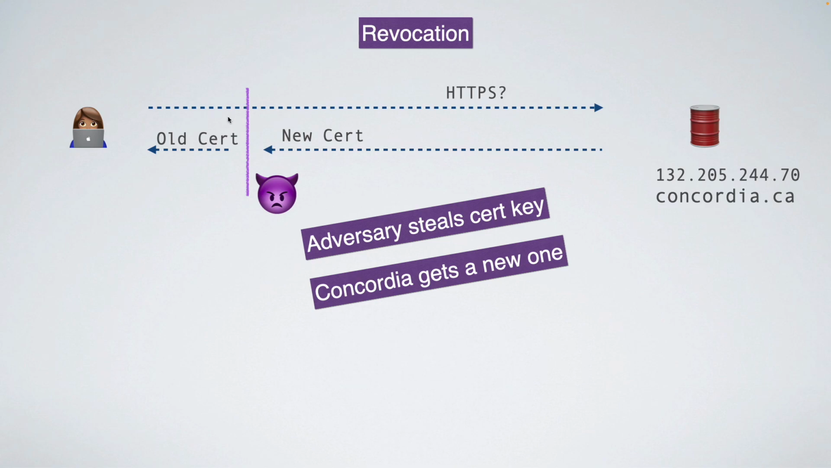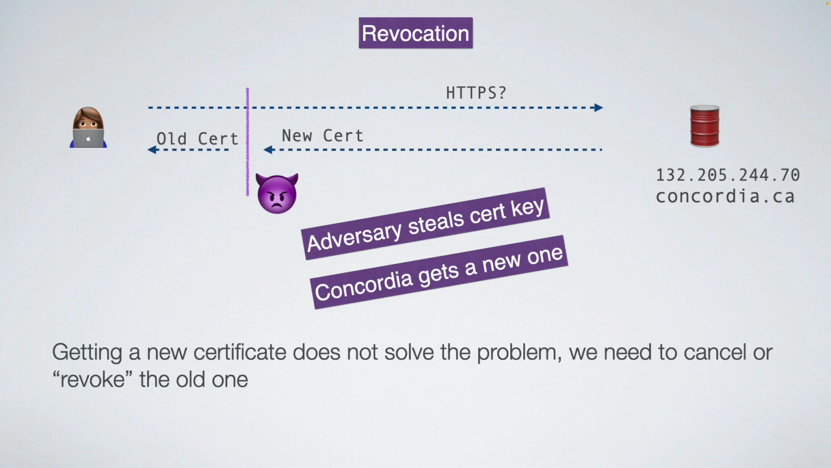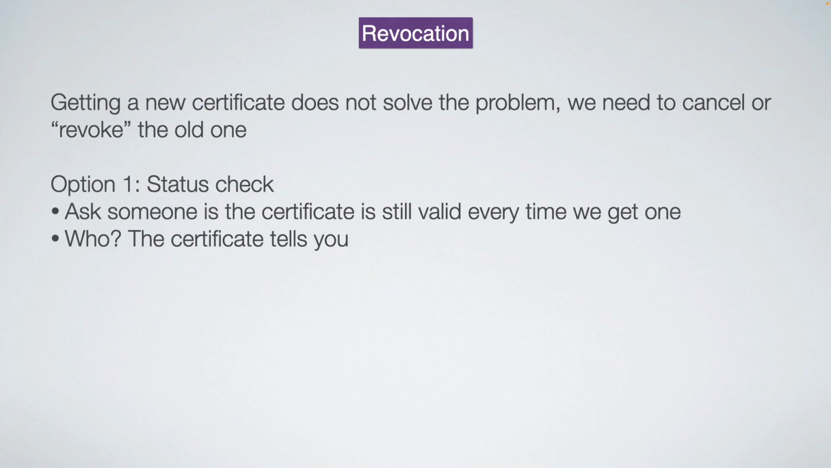So what will happen is you'll try to connect to Concordia. Concordia will send its new certificate, but then the adversary will just swap out the new one with the old one, the one that it knows the key for, okay? And as long as the old certificate is still valid, then Alice will accept it. She doesn't even see the new certificate, okay? So it's not as simple as just updating your certificate. You need to actually revoke your old certificate. You need to make it invalid somehow. Okay, so we need to cancel or revoke the old certificate.